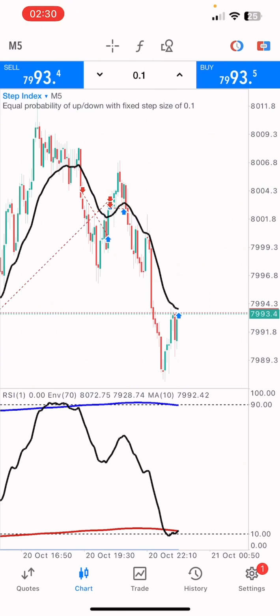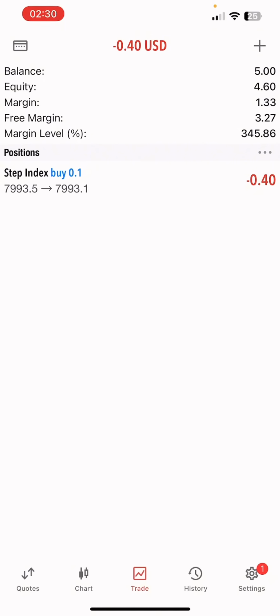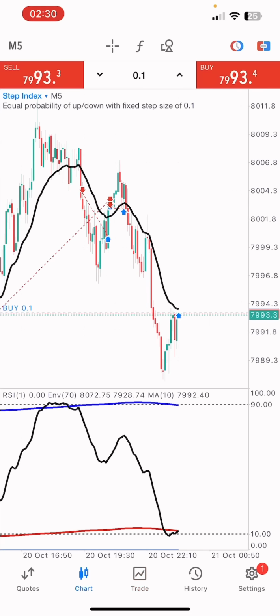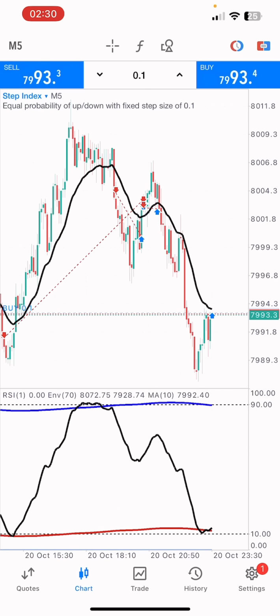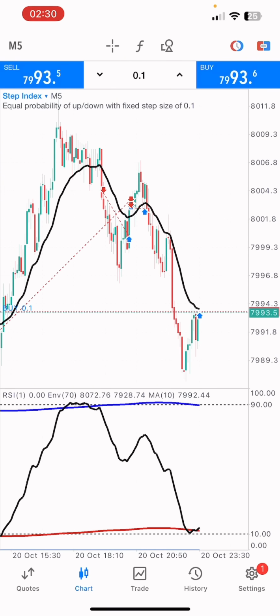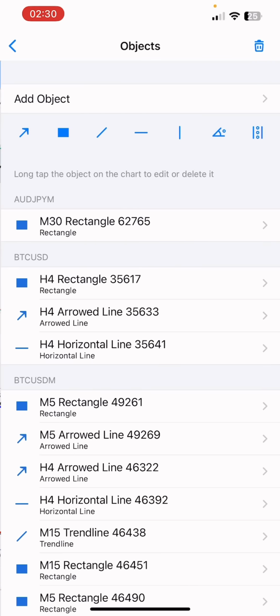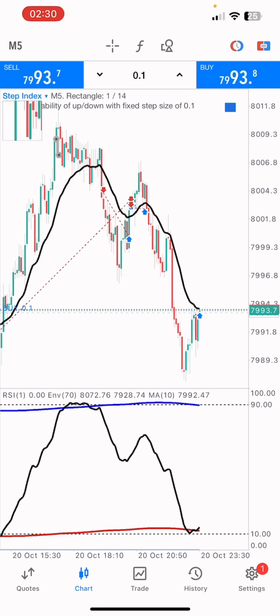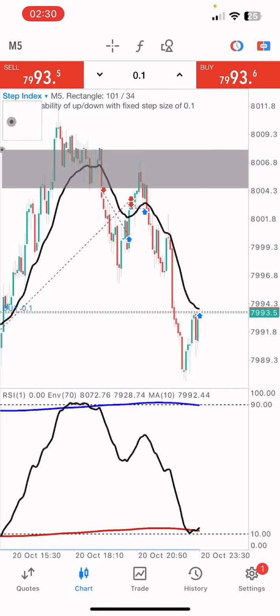For example, let's say we go with this for a buy. So now we are already in on this trade. Now let's say I just enter for this buy and I want to set my take profit. Where am I going to set my take profit for this particular trade? I'll look for the previous high.